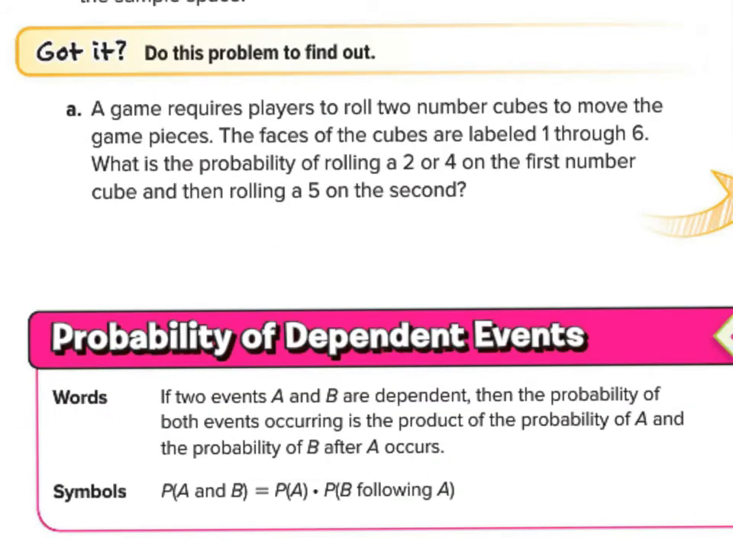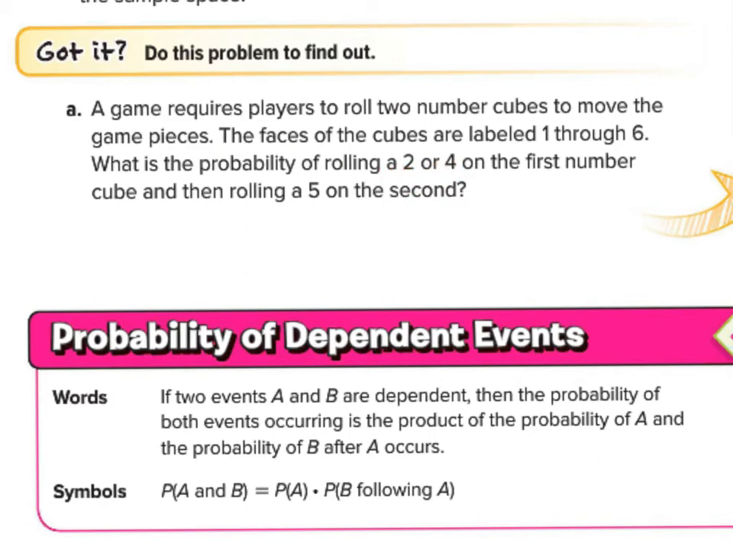Okay, let's try it now that we've done a couple of examples. Here's the question. A game requires players to roll 2 number cubes to move the game pieces. The faces of the cubes are labeled 1 through 6, so they're a pair of dice. What is the probability of rolling a 2 or 4 on the first number cube and then rolling a 5 on the second cube? So we have 2 or 4, so those are 2 numbers, right?